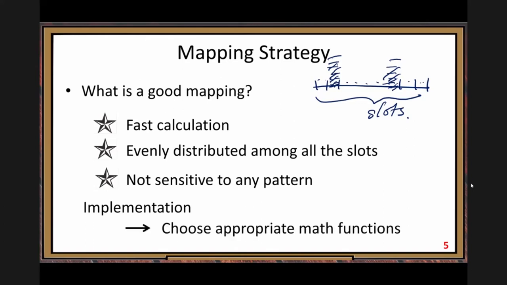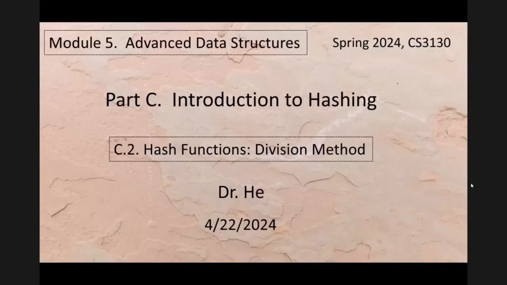So let's look at a simple implementation. Choose appropriate math functions. Just find some convenient math functions. There are several ideas to design the hash functions. The first one, division method. Very simple division method, may not be very good, so later we will see. This method actually is not very good, so we can find other better methods to improve it. But this is the first one, division method.